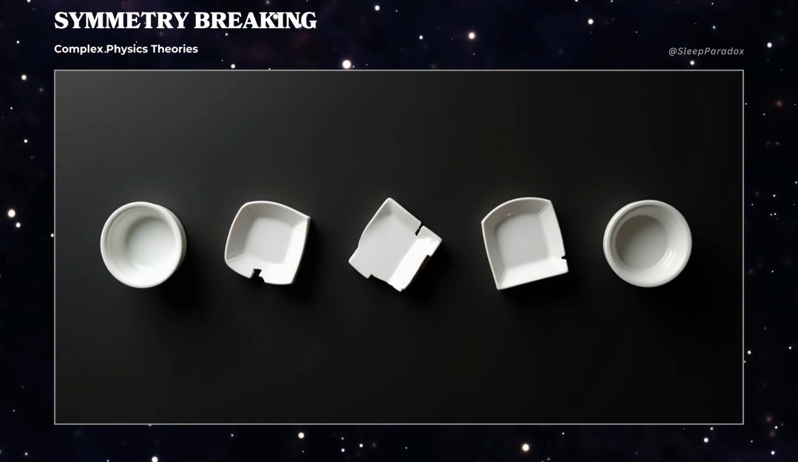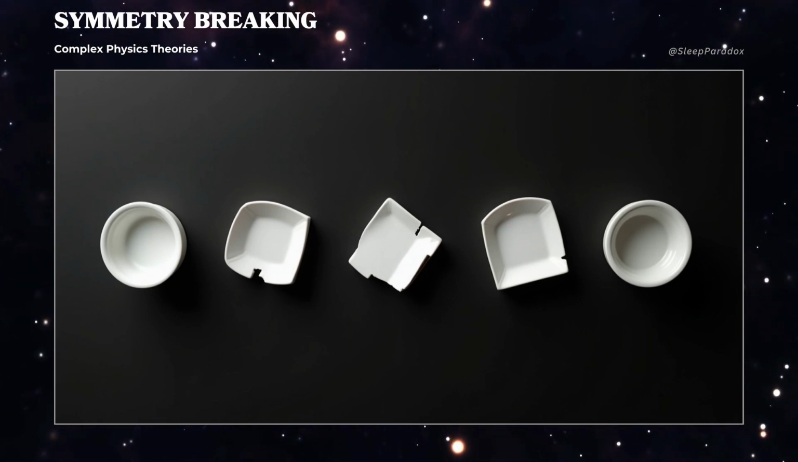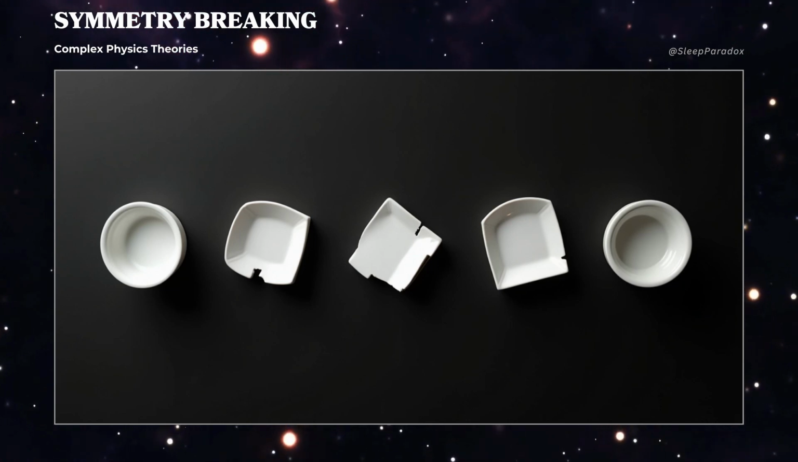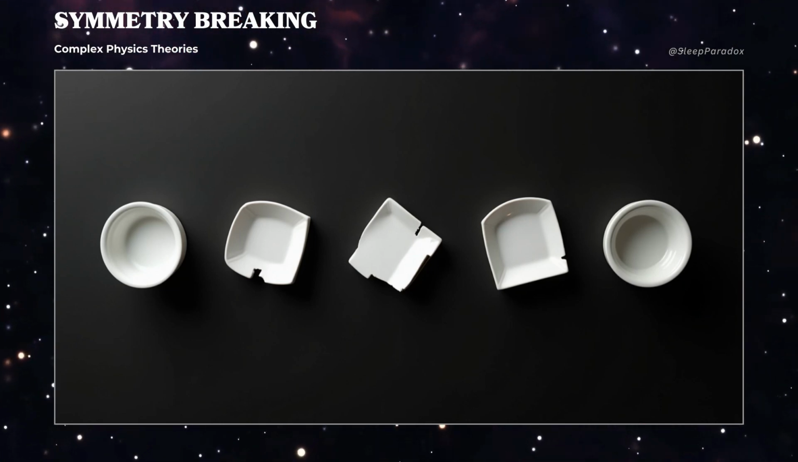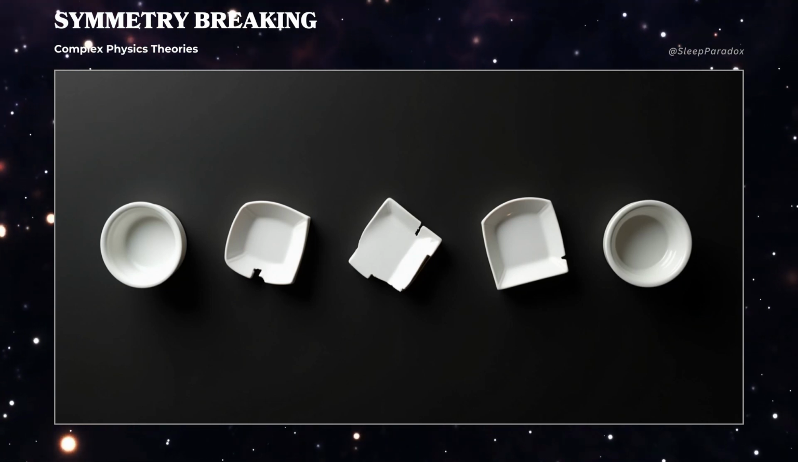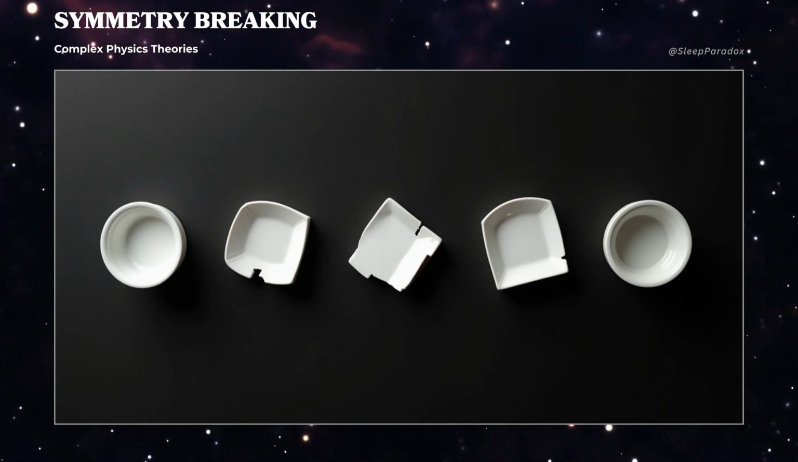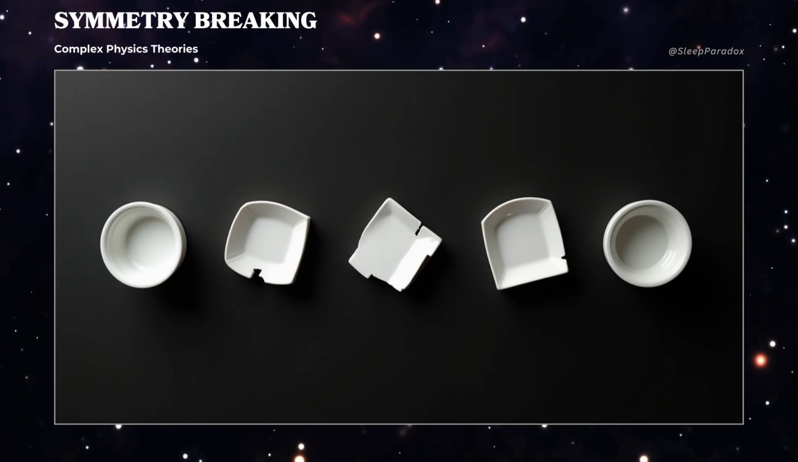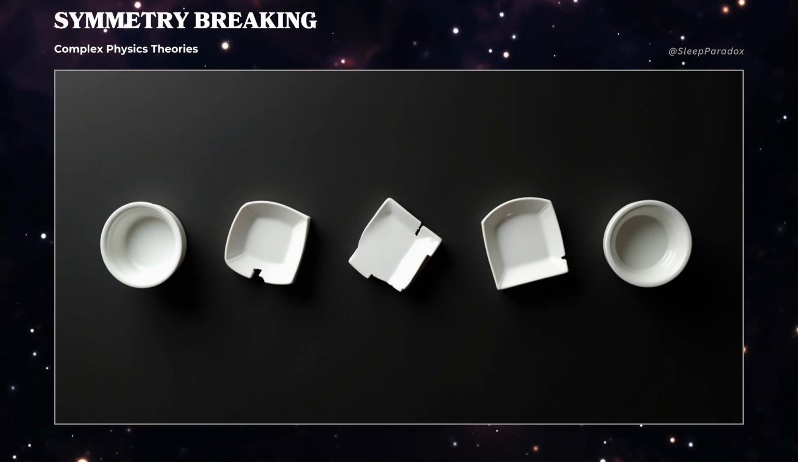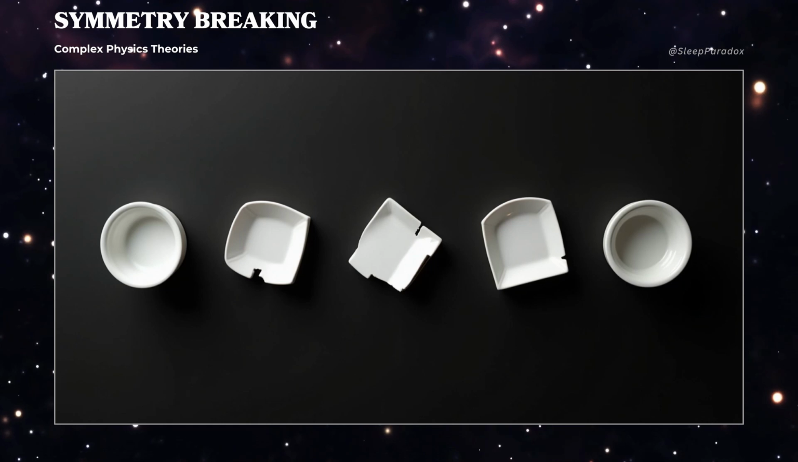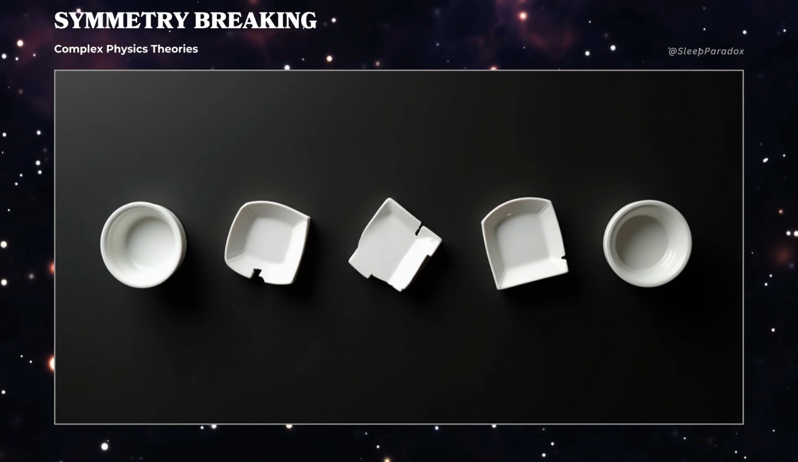In theory, it's symmetrical in every direction, but the moment it falls, it chooses a direction, any direction, at random. The laws that govern the pencil don't change, but the outcome is no longer symmetrical. That's spontaneous symmetry breaking. The system starts in a balanced state, but ends up in an unbalanced one, even though the underlying rules remain the same.